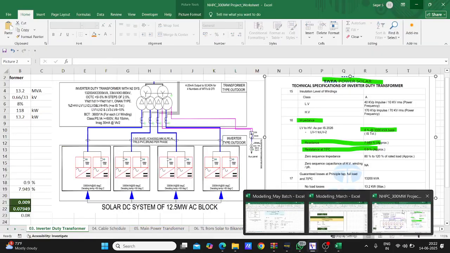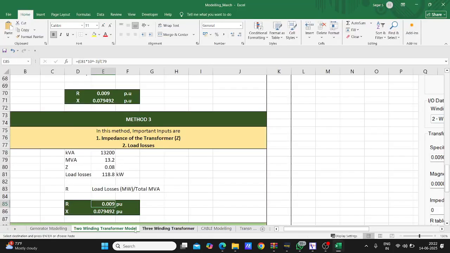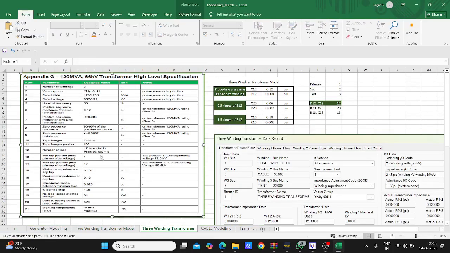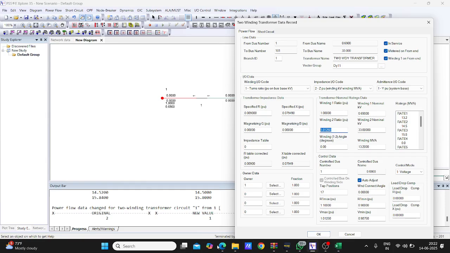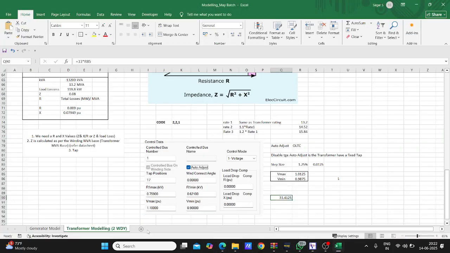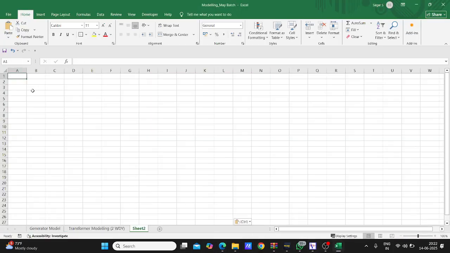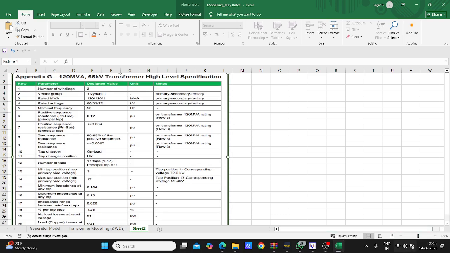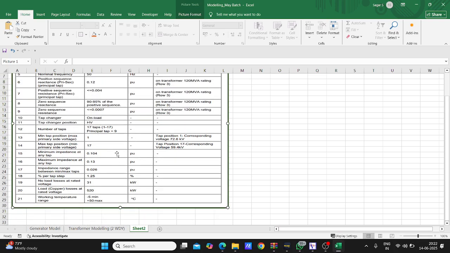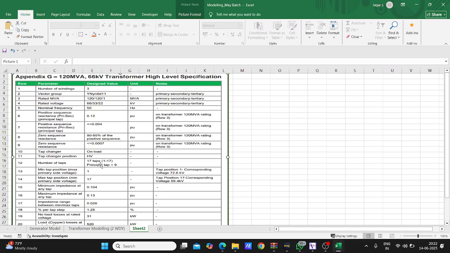Maybe for better understanding, I can show here. So here in this three-winding transformer data sheet, tomorrow we will discuss this in detail. I just wanted to complete it right now, but I'm running out of charge. 30% is remaining. So see here, you can see the percentage step size is 1.25 percentage. What is the principal tap? Everything in detail will be given here. That we will calculate by tomorrow.